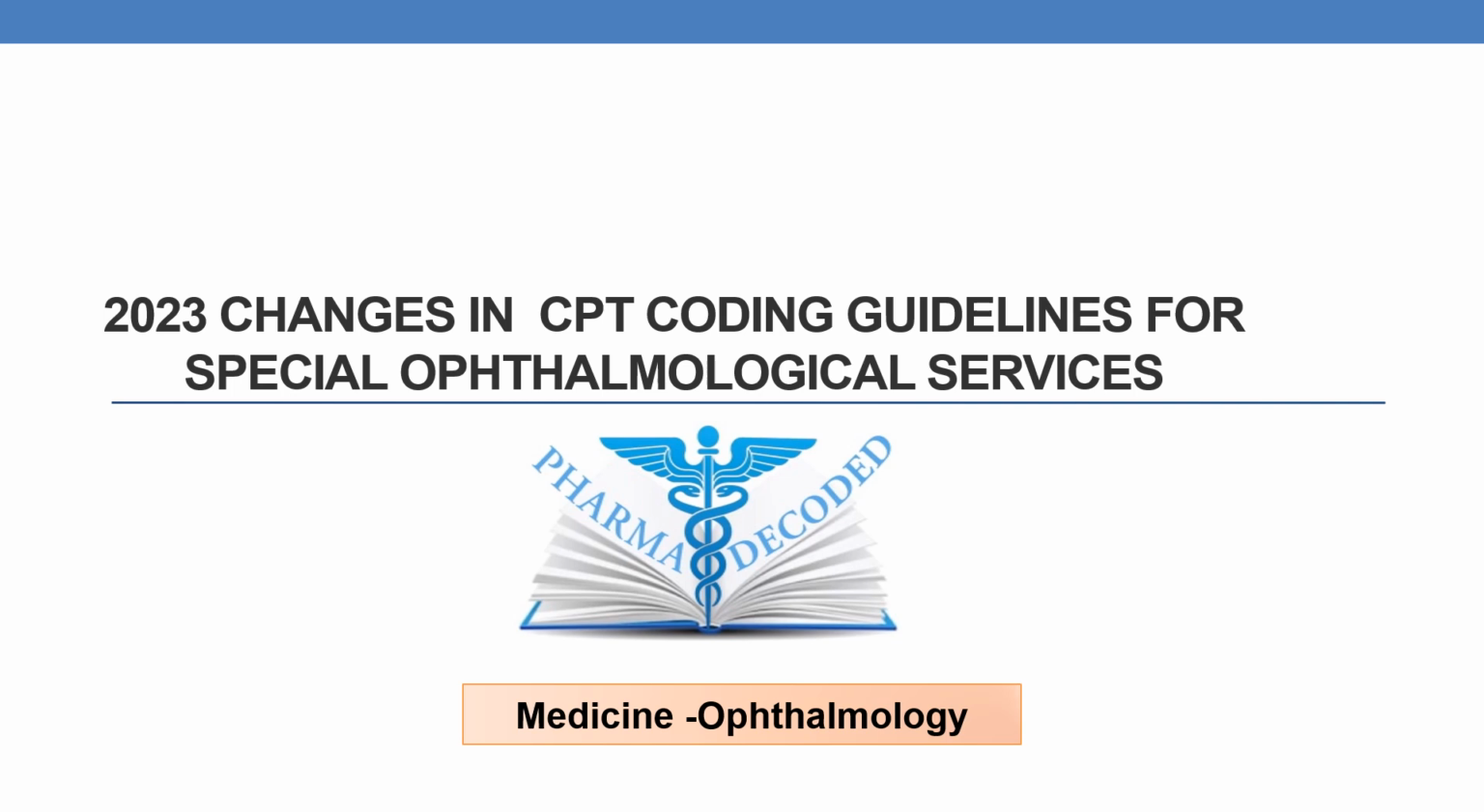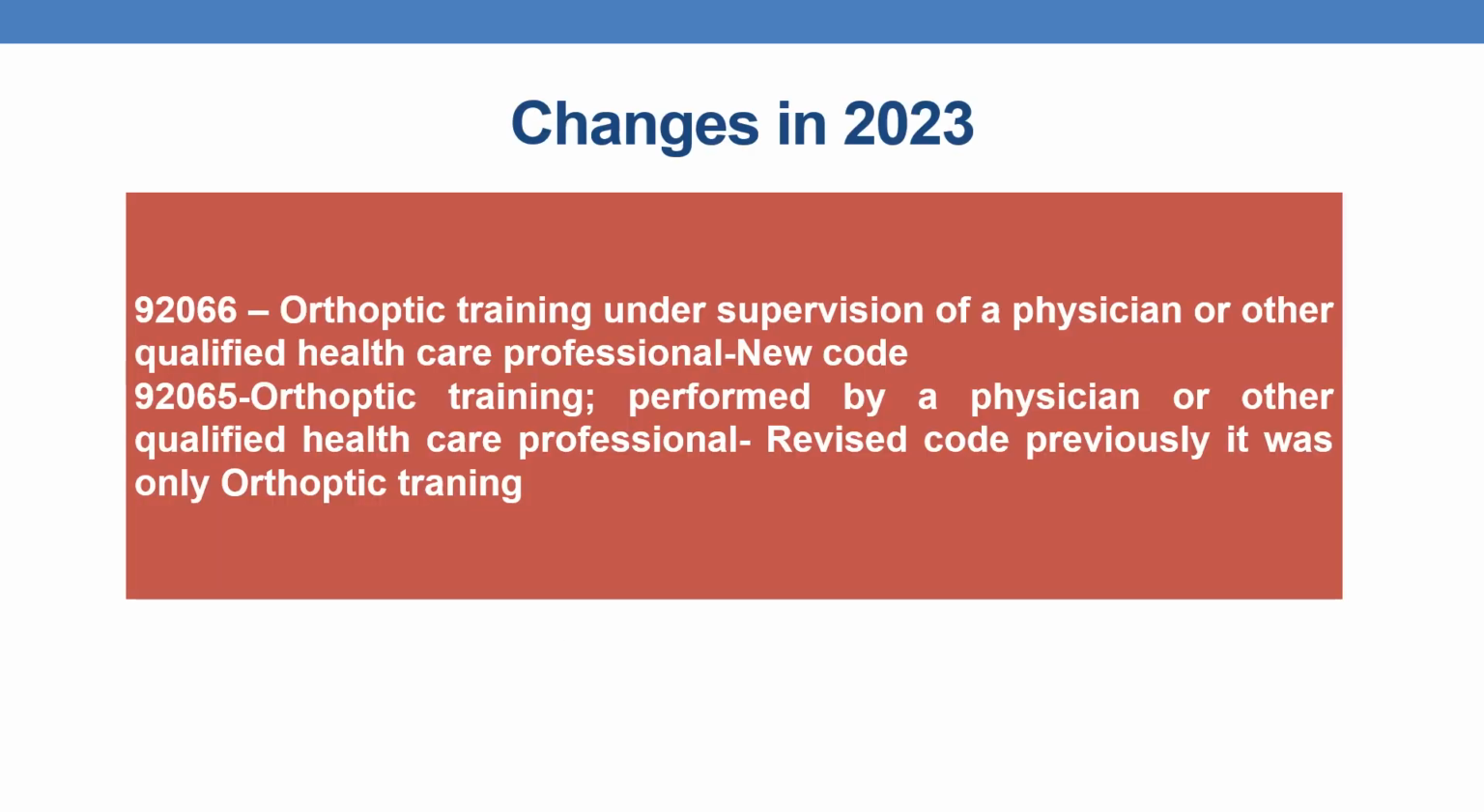Hello everyone, now let us discuss the 2023 changes in the CPT coding guidelines for special ophthalmological services. These come under the chapter Medicine, under the subsection Ophthalmology. Now coming to the changes that have occurred in 2023 in this particular topic, two changes have been made. The first one is that an existing code was revised and the second is that a new code was added. First, we'll discuss the new code.